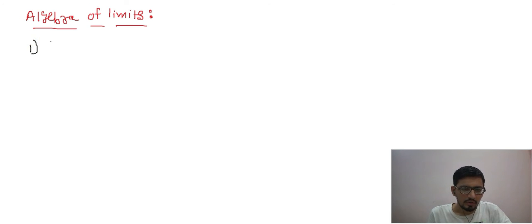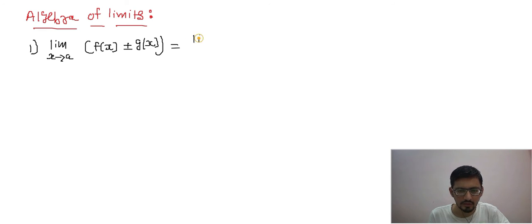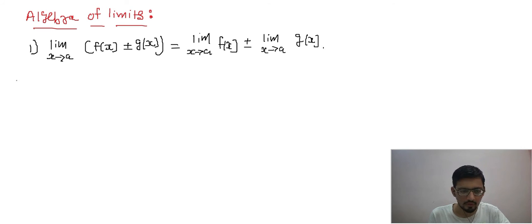Number one: you know the symbol of limit, how to write it. If I'm writing limit x tends to a of the bracket of two functions, f of x plus or minus g of x, with addition or subtraction of two functions, you can give individual limits to both functions. You can write this as limit x tends to a f of x plus or minus limit x tends to a g of x. This operation is allowed.